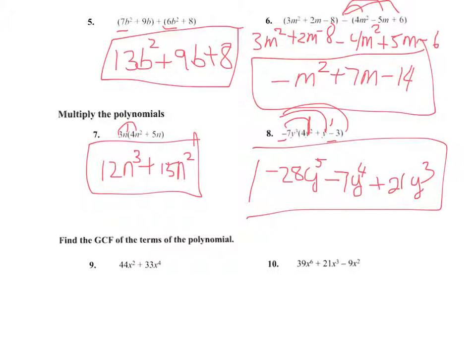For this one, pulling out the GCF, the most we can pull out is 11, and the smallest exponent is x squared. For this one, we can pull out a 3, and the smallest exponent is an x squared.